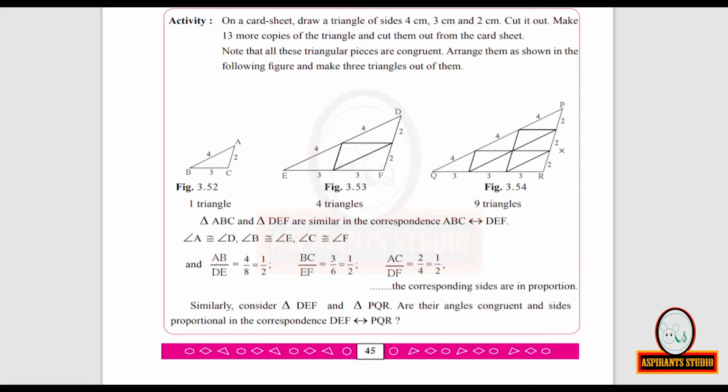Look at the second figure, figure 3.53. You can see that EF is equal to 3 plus 3, that is equal to 6. Now 3 upon 6, if you reduce, you will get 1 upon 2.